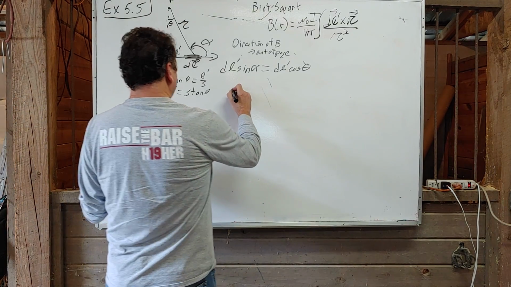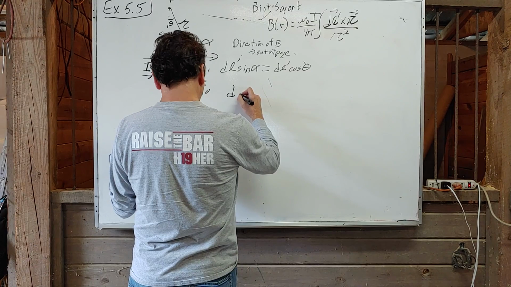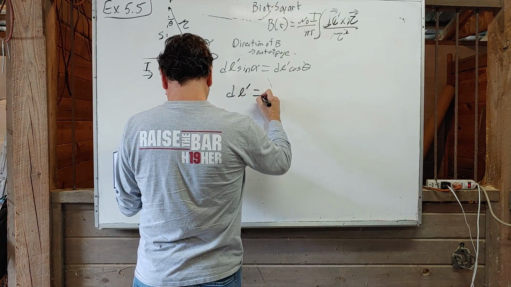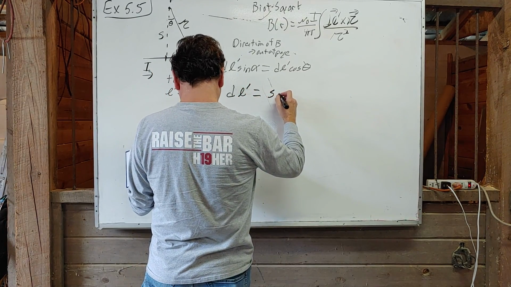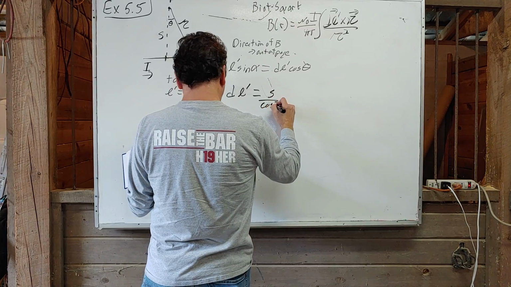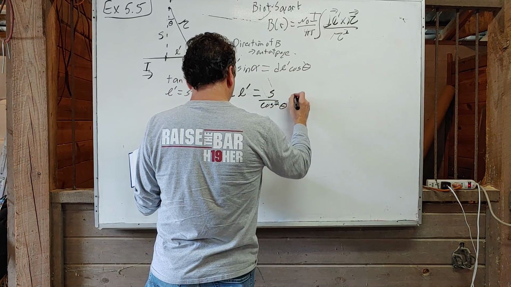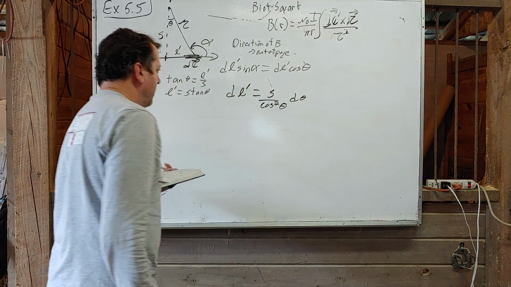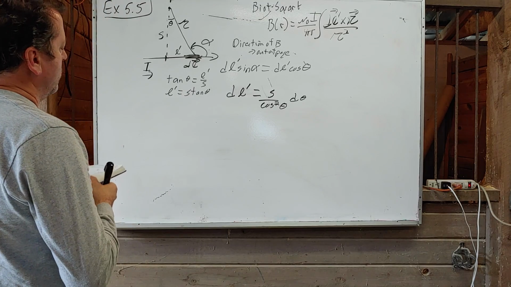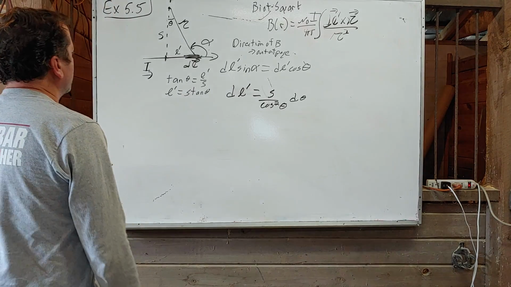Okay, the book has that dL prime equals S over cosine squared theta d theta. Now, where did that come from? Let's see if we can figure out where that came from.